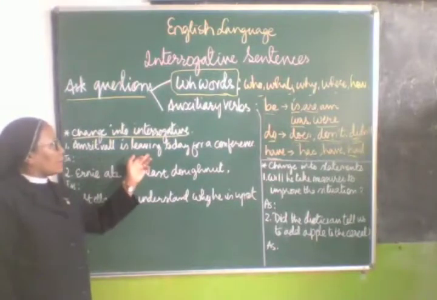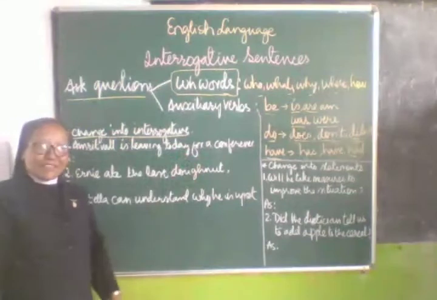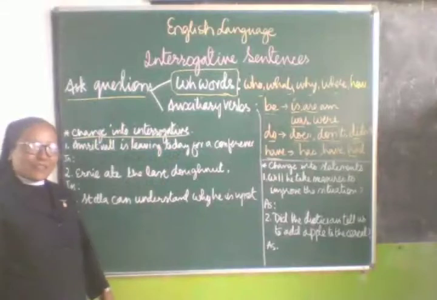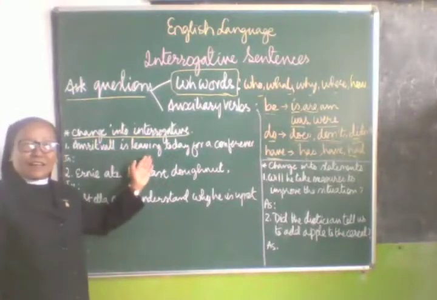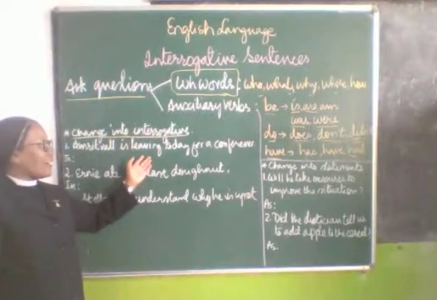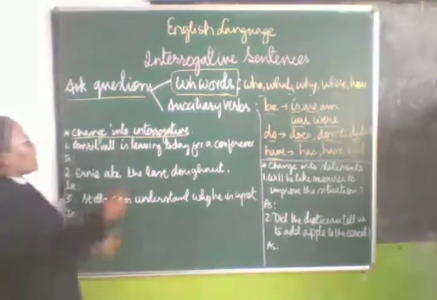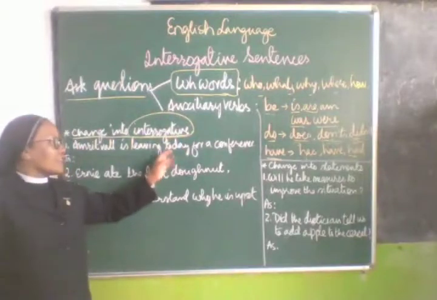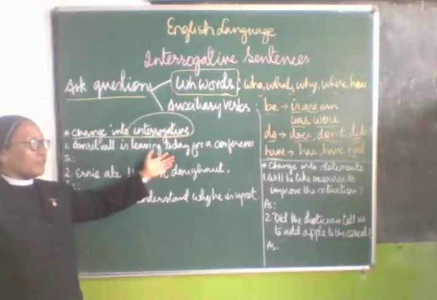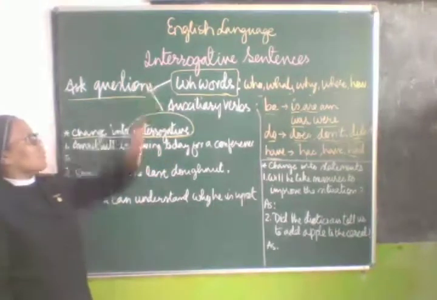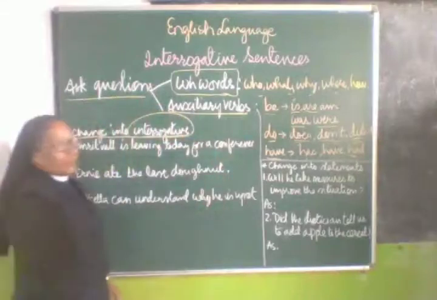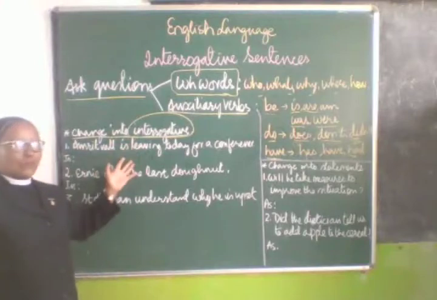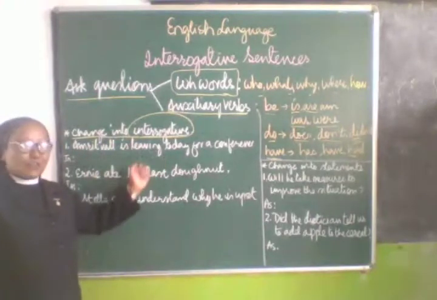Amritvali is leaving today for a conference. Okay, so Amritvali is leaving today for a conference. So it is an assertive sentence. What you have to do is change it into interrogative. Remember that you have to change into interrogative. Now we are not going to use WH words, we are going to focus on starting with auxiliary verbs. So now how can you make this statement a question?